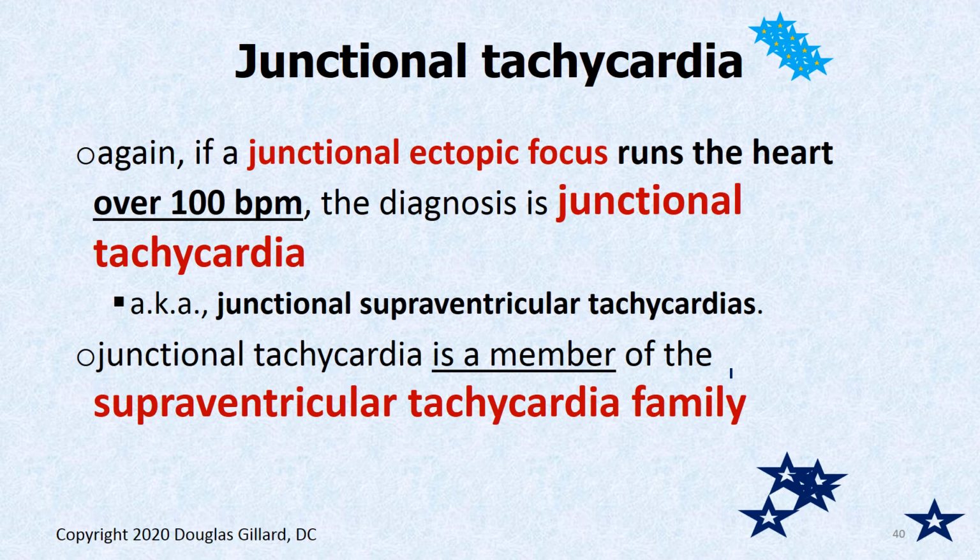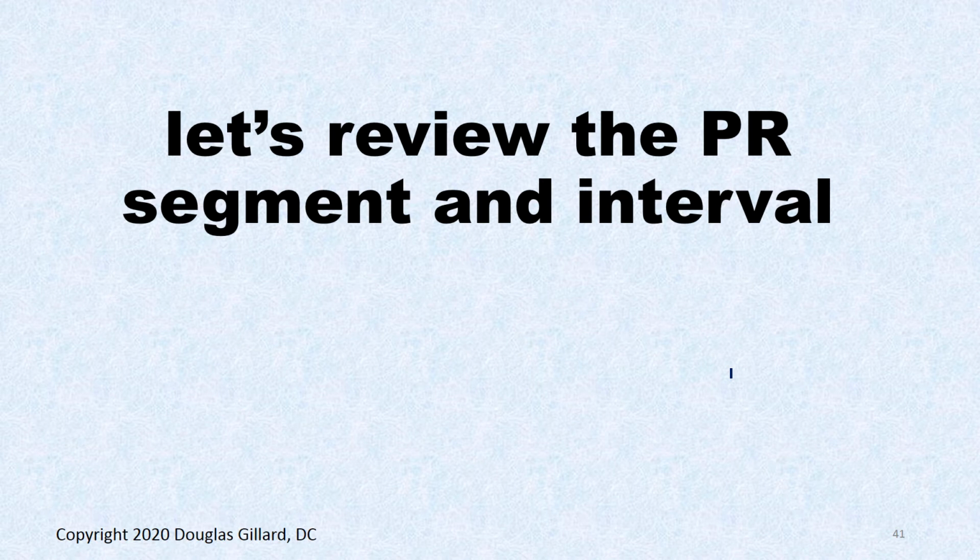Again, if it's over 100, I prefer it to be 115 at least. But technically, if it's over 100 and it's coming from the junctional region, you've got yourself a junctional tachycardia, which is not always a good thing to have, by the way. We'll look at that next time more specifically. It is a member of the supraventricular tachycardias. It's not a super common tachycardia, though.